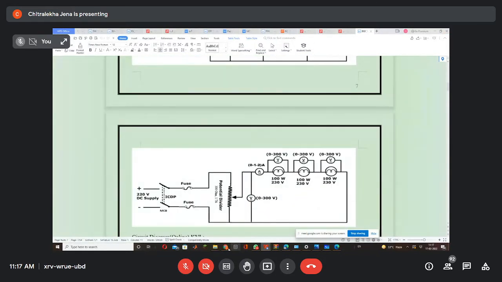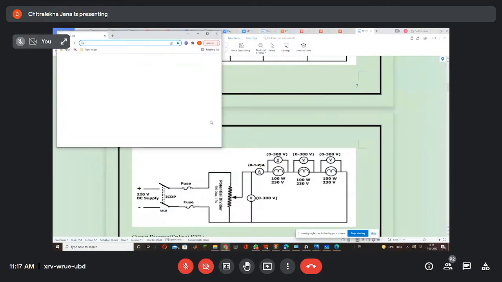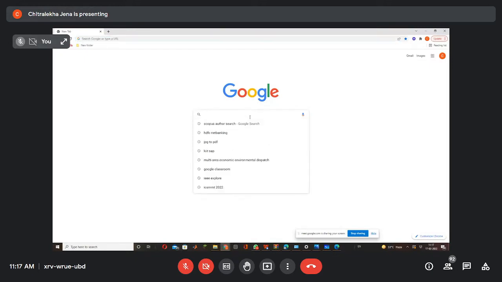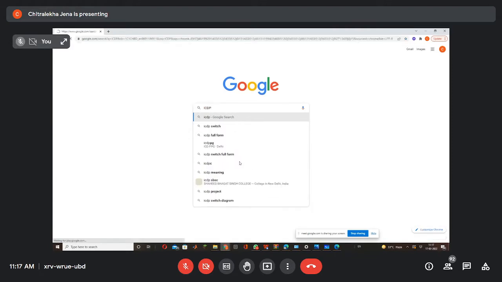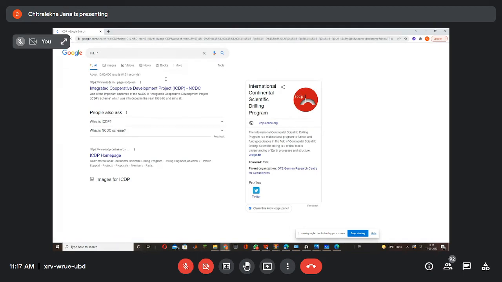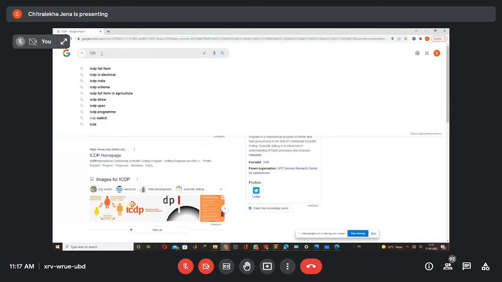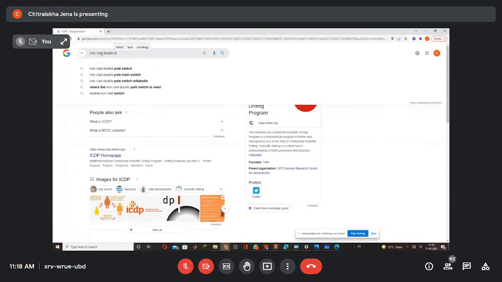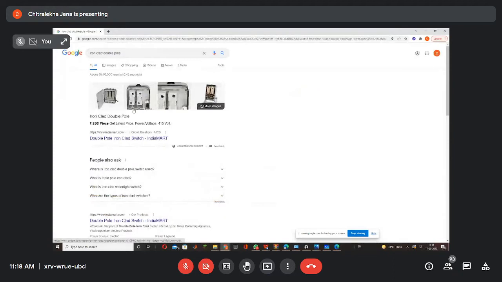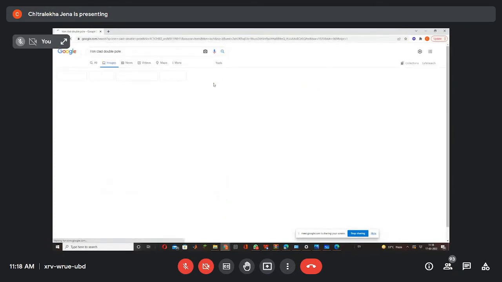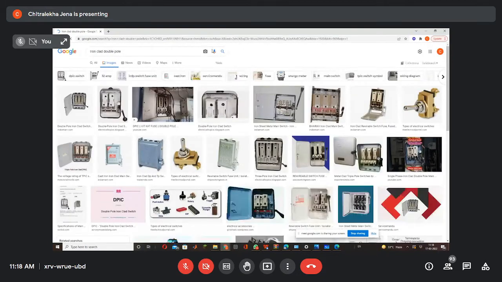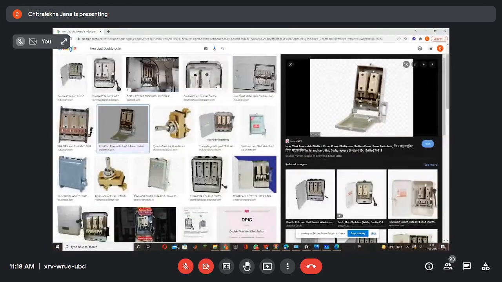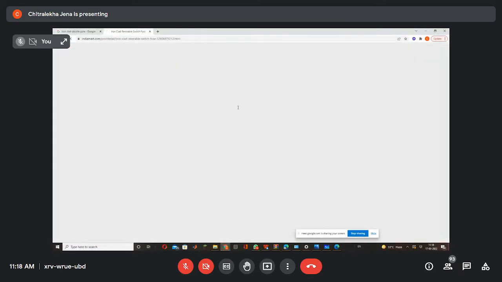ICDP is, let me see, I don't have the ICDP image. Vandana madam, do you have it? Vandana madam, ICDP. Iron clad double pole. Have you seen it in the video? No, madam. Here you see, I am showing you. Ironclad double pole, here you see this one. Yes, ma'am. Understood. Yes, ma'am. Understood. Fuse is just visible.